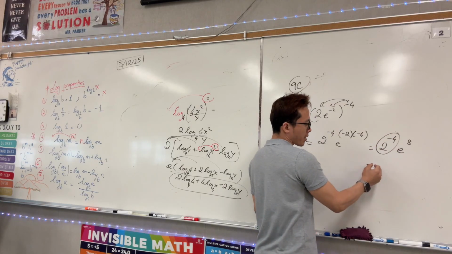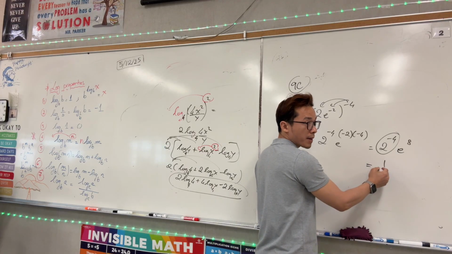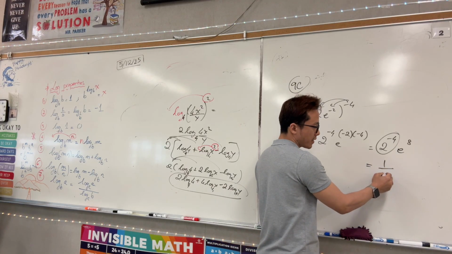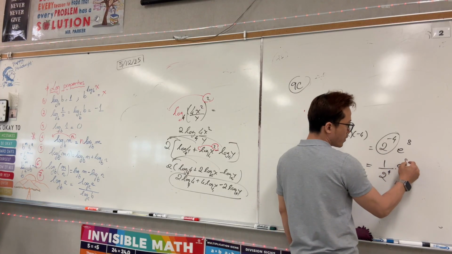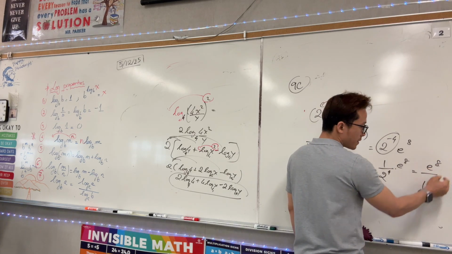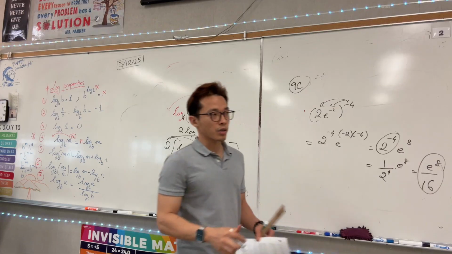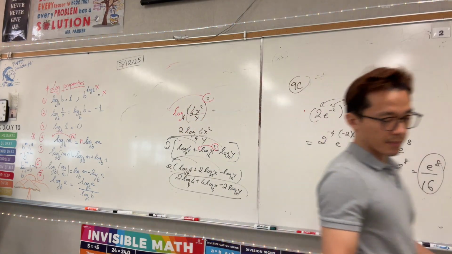How do you make the negative become positive? You flip it. So 1 over 2 to the power 4. What is 2 to the power 4? I think you know it. 8? Oh, 16. 8 is 2 to the power 3. That's okay.